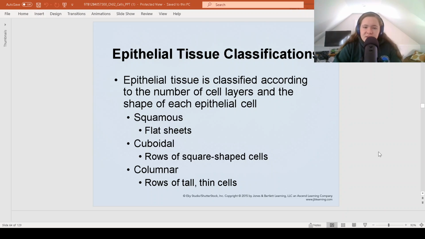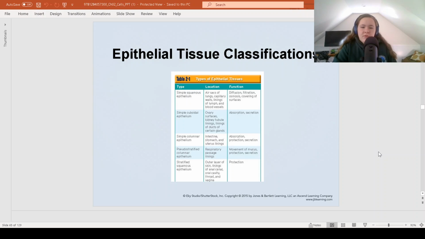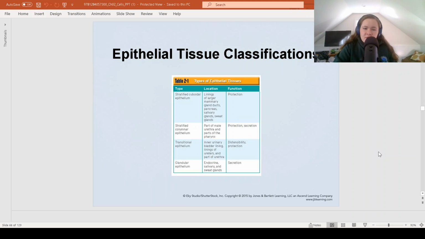Epithelial tissue classifications. So the epithelial tissue is classified according to the number of cell layers and the shape of each epithelial cell. Squamous cells are flat-shaped, cuboidal are square-shaped cells, and columnar are rows of tall, thin cells. We've got this little chart here, and they basically show them and their location and as well their function. So yeah, study it. And we have another chart here showing more of the location and the function.